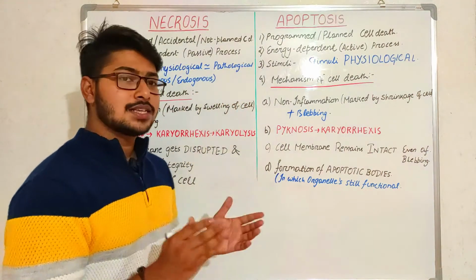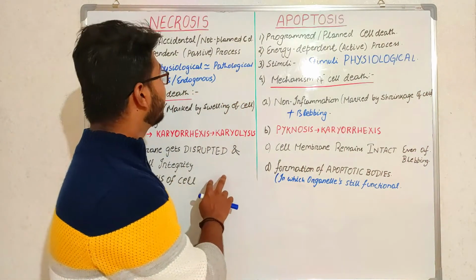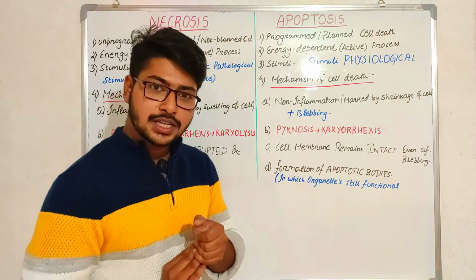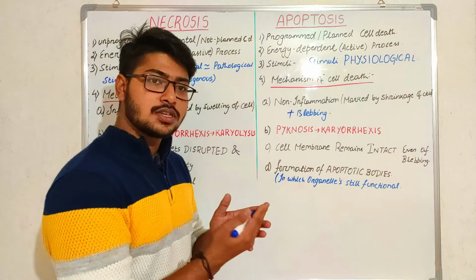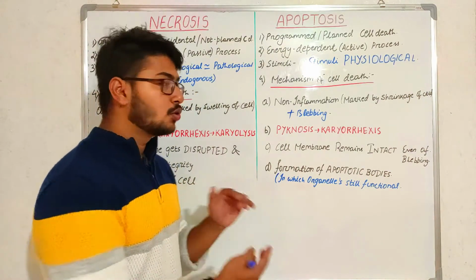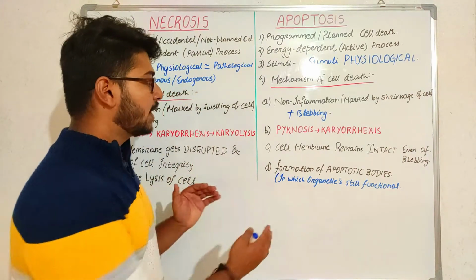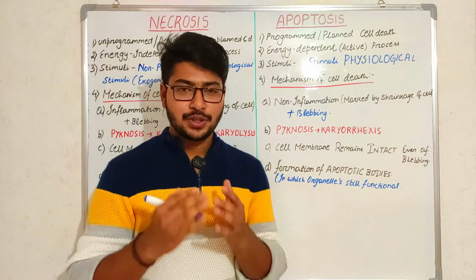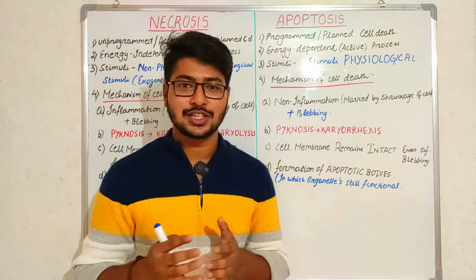We are going to discuss two types of death, that is necrosis and apoptosis, and we are also going to discuss the processes or mechanisms of death by differentiating the types of cell death. So without wasting time, let's begin today's topic.